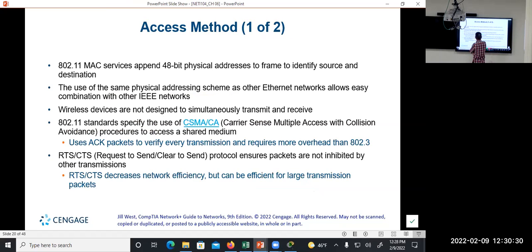It is widely defined, and originally not designed to simultaneously transmit and receive. Does that mean you are only able to transmit or receive? You cannot do it at the same time, right? The 802.11 standard specifies the use of CSMA/CA, that is carrier sense multiple access with collision avoidance. Carrier sense means before you transmit, you have to listen to the media to see if it is idle or not. When you see it idle, you can transmit. If not, you have to wait.